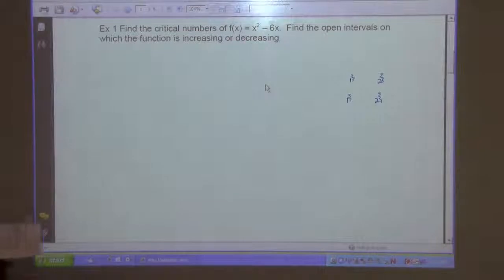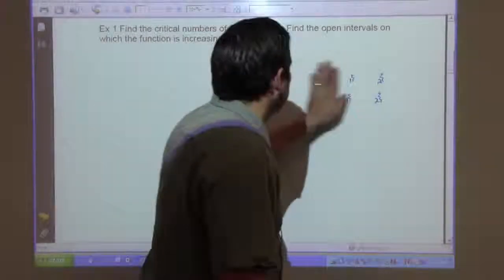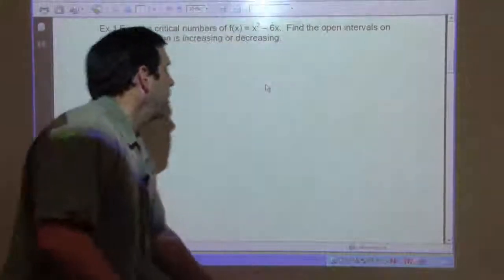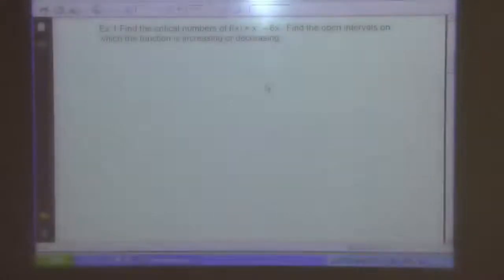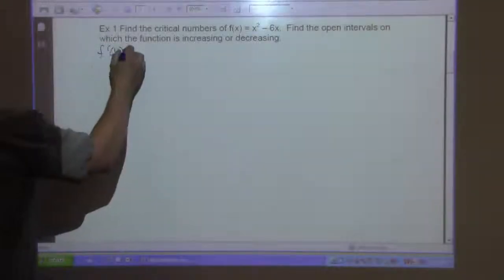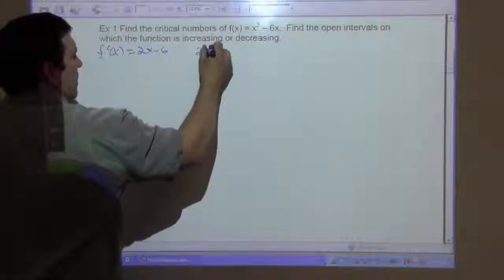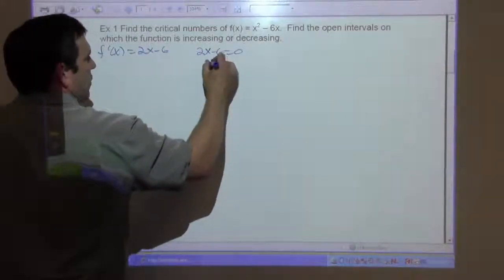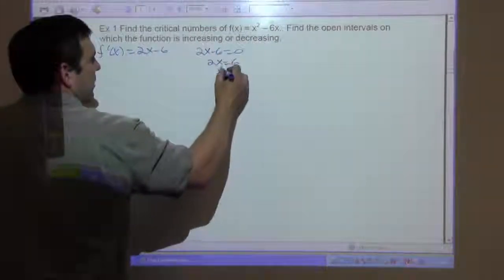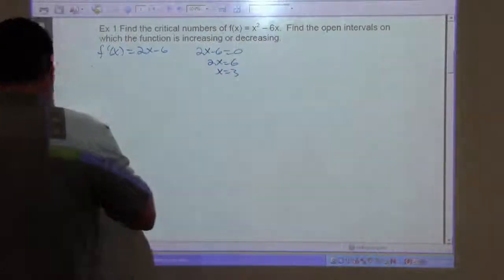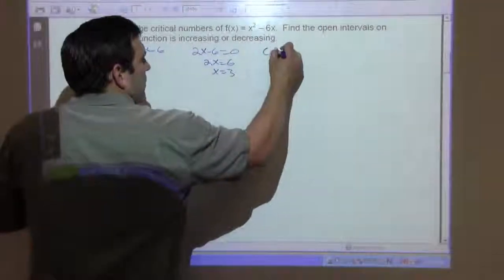Example 1 says find the critical numbers of f of x equals x squared minus 6x, and find the open intervals on which the function is increasing and decreasing. Our first derivative is going to be 2x minus 6. We take 2x minus 6 and set it equal to 0. 2x equals 6, or x equals 3. There's our critical number.